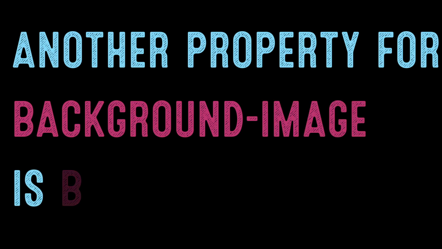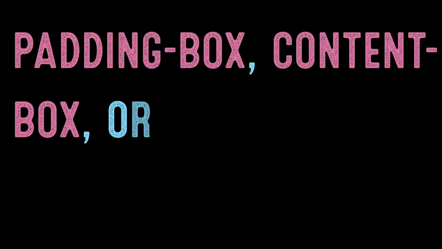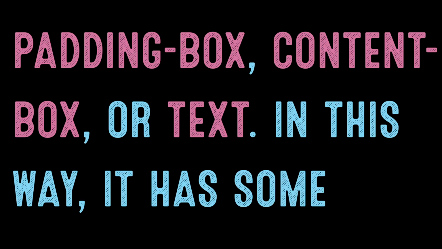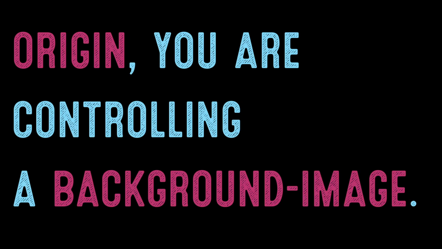The daily code snippet. Another property for background image is background clip. Background clip indicates if the element's background will extend underneath the border box, padding box, content box, or text. In this way, it has some similarities to background origin, but with background origin, you are controlling a background image.